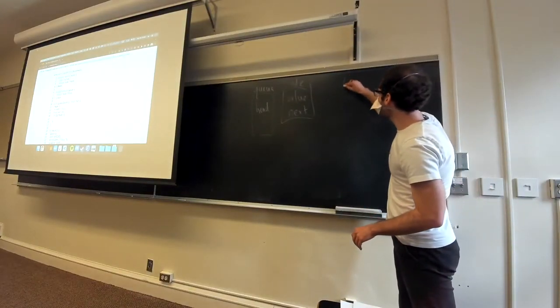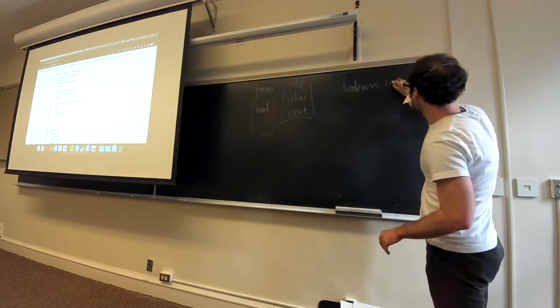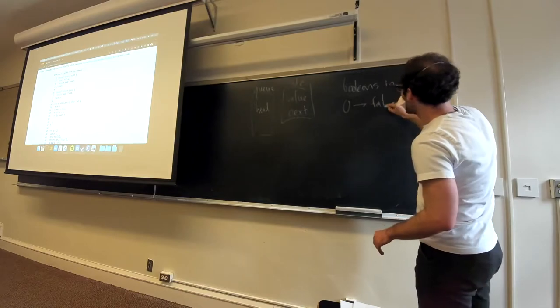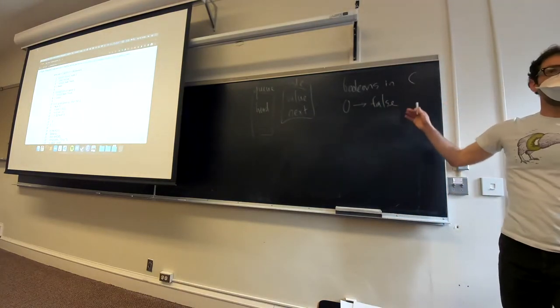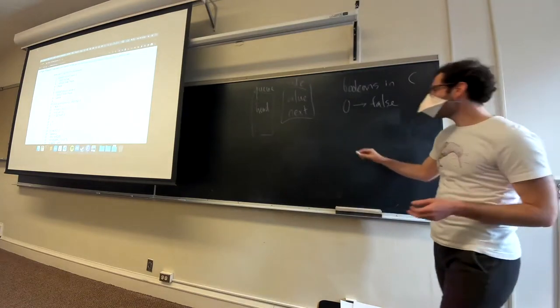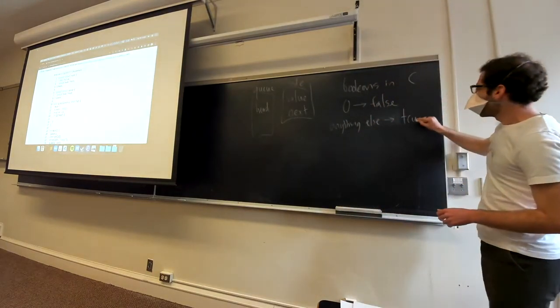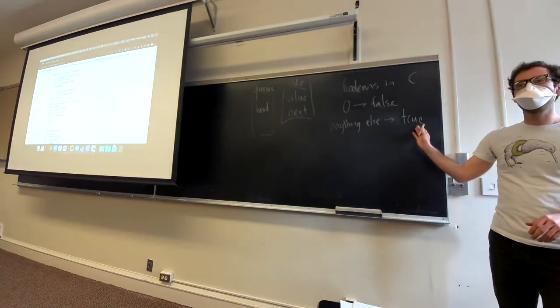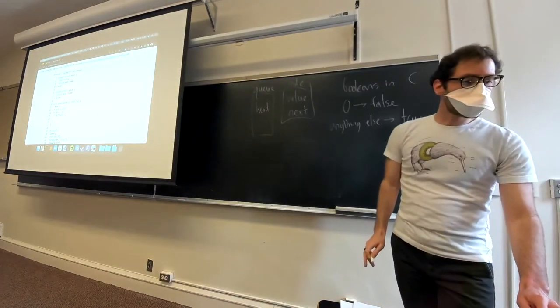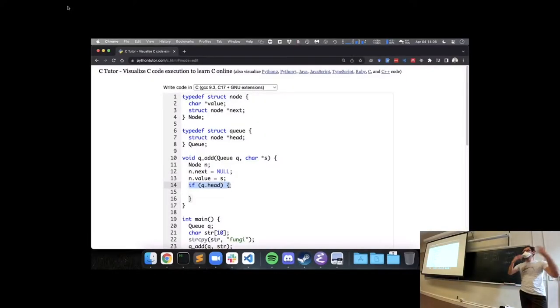aside, booleans in C: zero is interpreted as false. Null is the same as the value zero. And literally any other value that's not zero is interpreted as true. And so this if q.head is an idiom you'll see commonly in C. It's short for if q.head does not equal null. If it's anything other than zero, it will be true. So I can just check, is the value of this pointer q.head zero? Is it null? Or is it anything else? With an if statement like this.